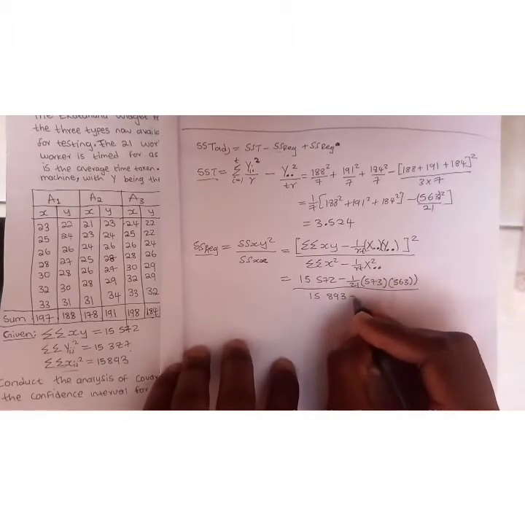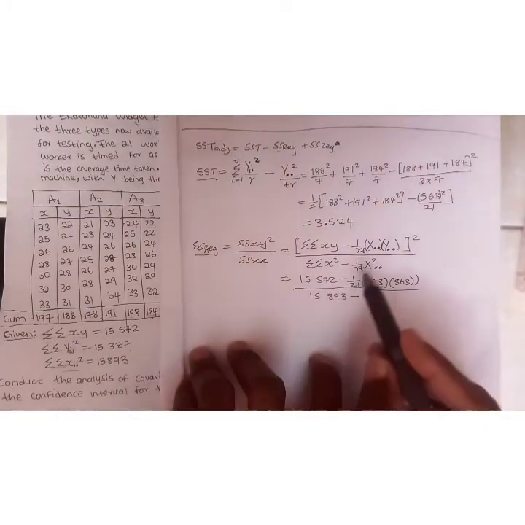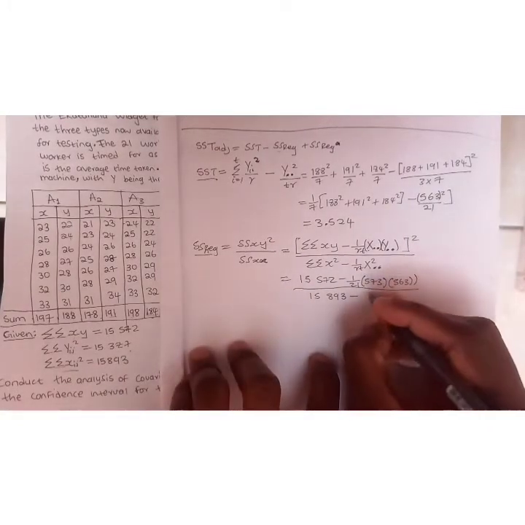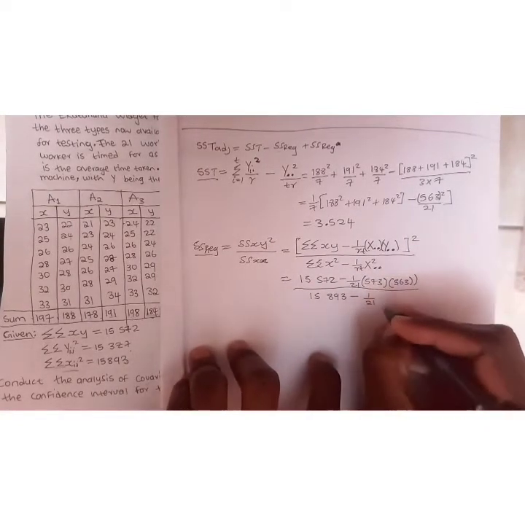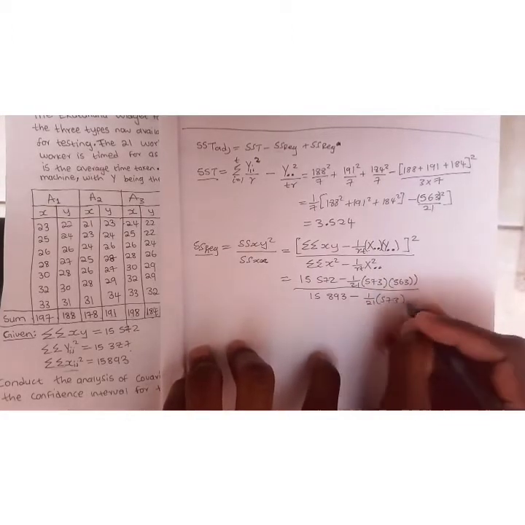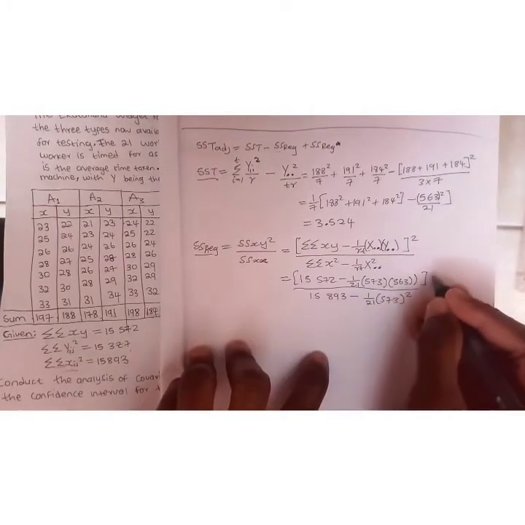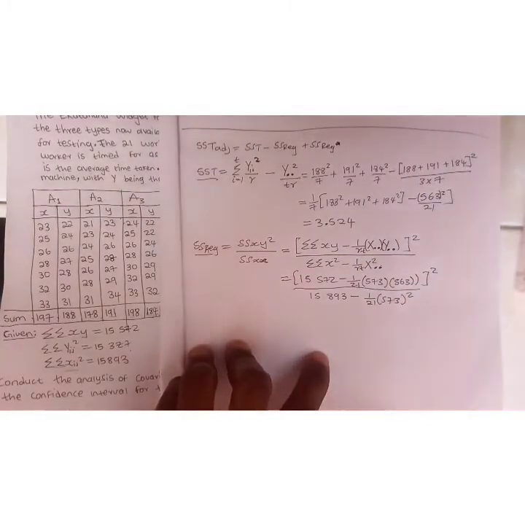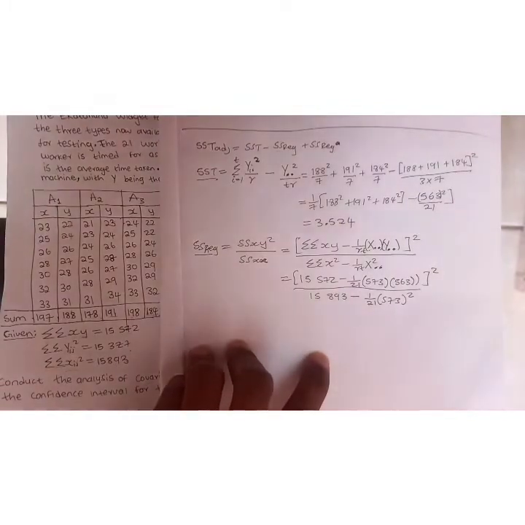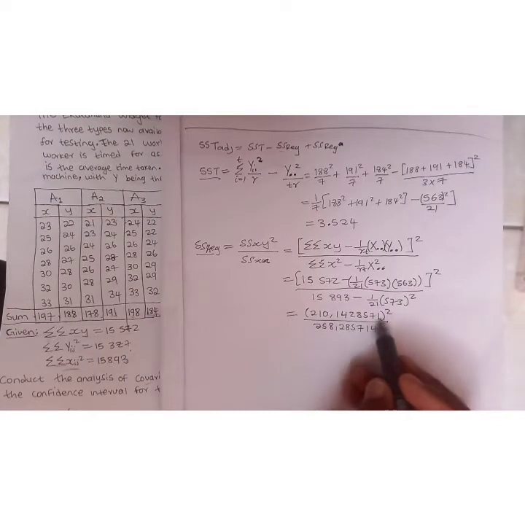15,893 minus, then this part, so it's 1/21 into 573 all square. Don't forget to square this part, all of it. So this is the value for SSXY, and this is the value for SSXX.